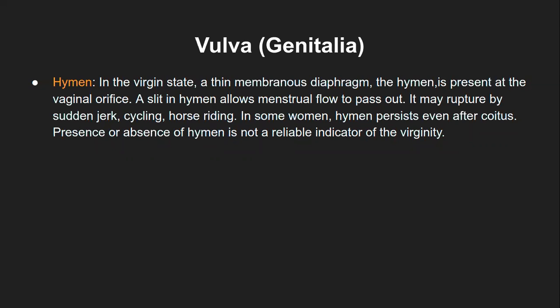It may rupture by a sudden jerk, cycling, horse riding in some women, and hymen persists even after coitus. Coitus is again copulation or sexual intercourse. So in some women, this hymen may remain intact even after sexual intercourse. So that's when I said it is not actually a sign of virginity at all. It is just the structural requirement of the vulva structure. The last statement says so: the presence or absence of hymen is not a reliable indicator of virginity.